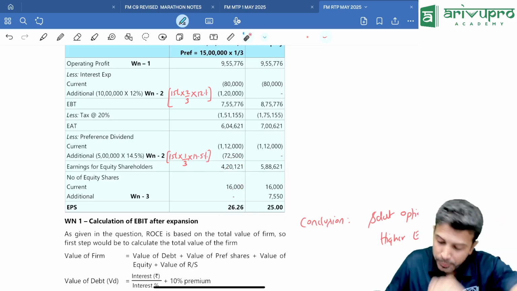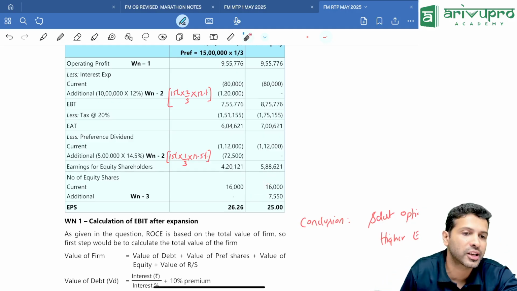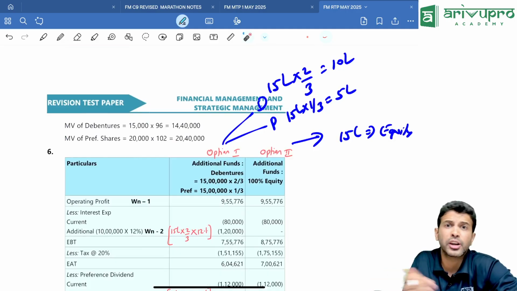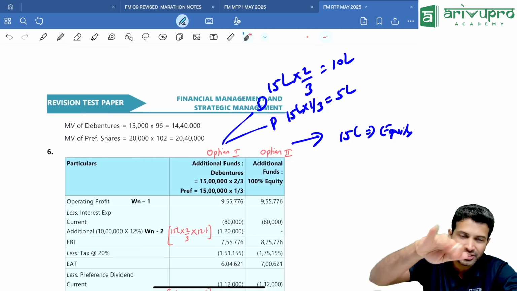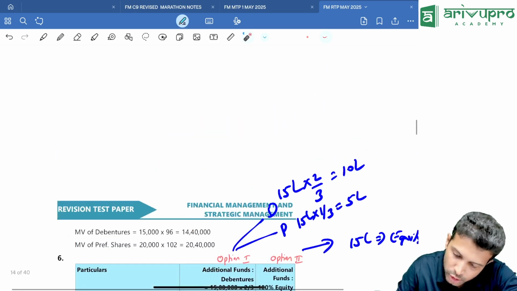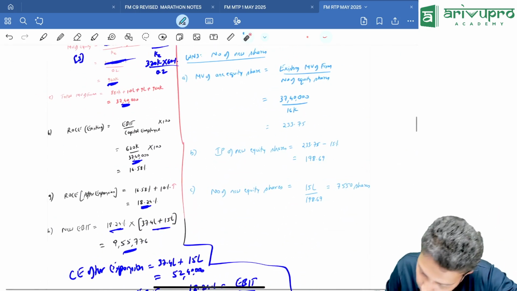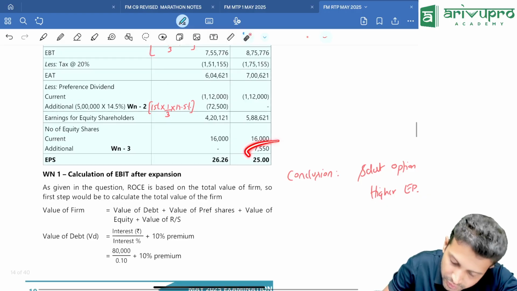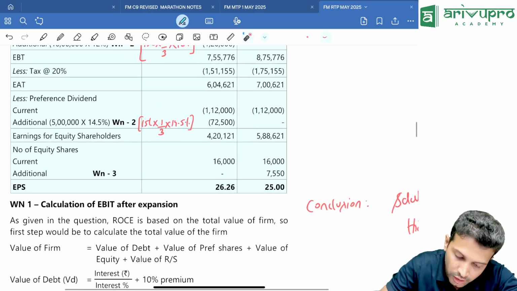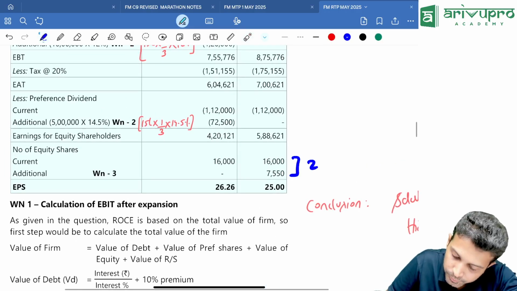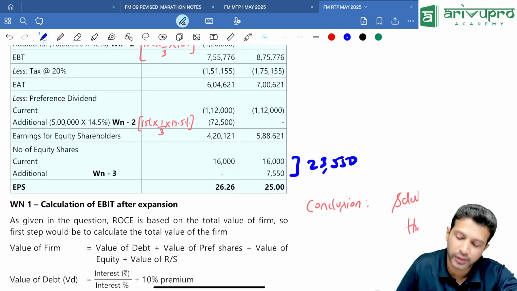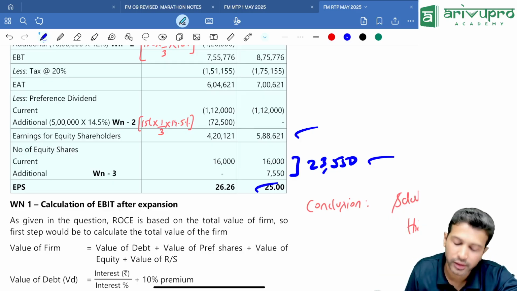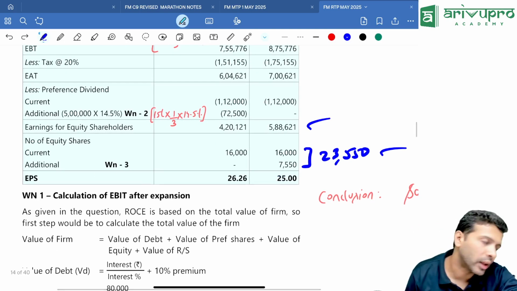Under the second option, you already have 16,000 shares. But what is the second option? Equity. So when you're issuing new equity shares, will the number of equity shares be the same or will it increase? How many new equity shares will you issue? We have already worked that out. How much is that? 7,550. You have to issue 7,550 extra shares under the second option. That means the total number of equity shares is how much, sir? Add these two. 23,550. This is your number of equity shares. Divide. How much are you getting? 25.